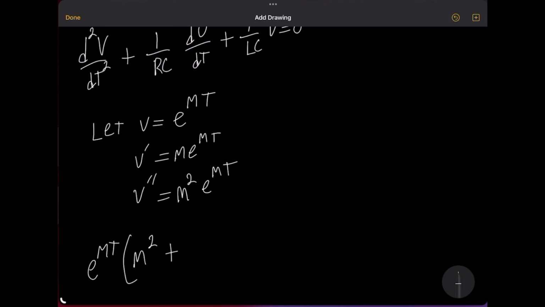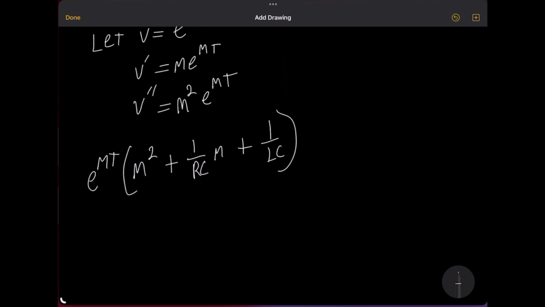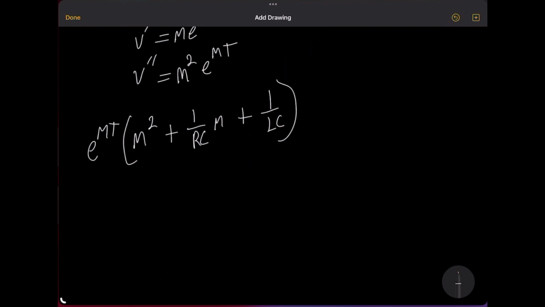Plus 1 over RC. It's going to be m plus 1 over LC. And we have this quadratic here, basically. And we're going to have to solve that. To solve for m, we're going to get rid of this e to the mt divided over. It's going to disappear.